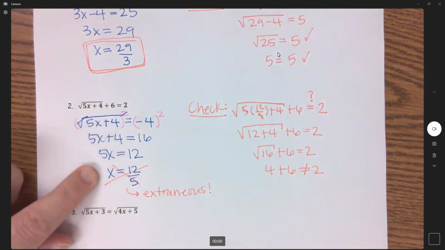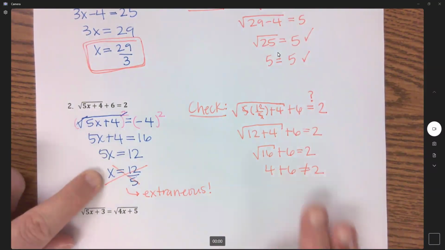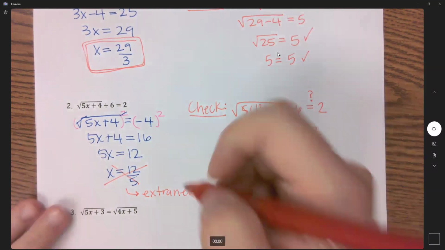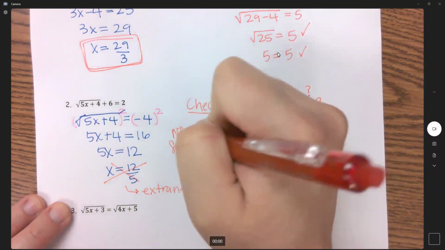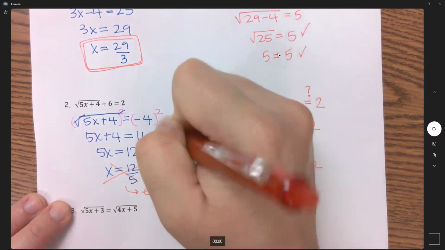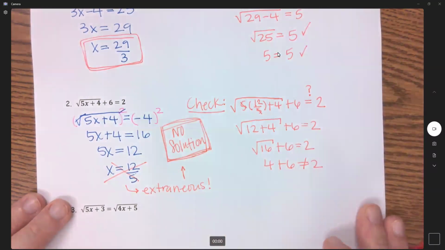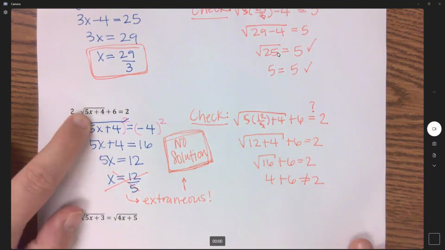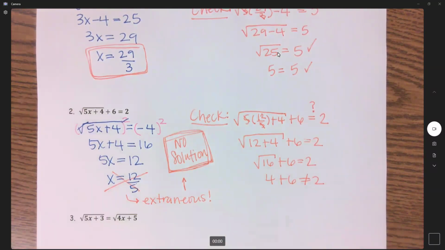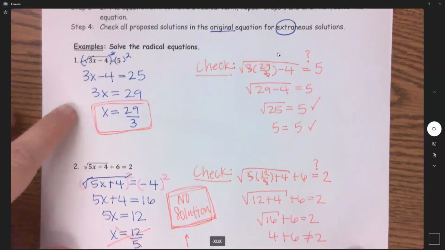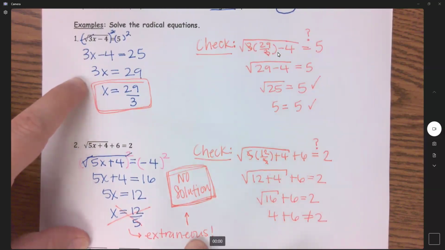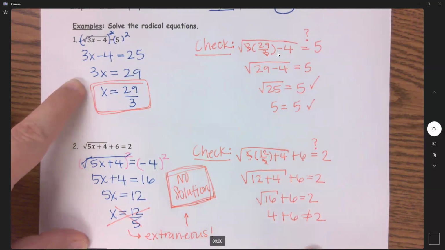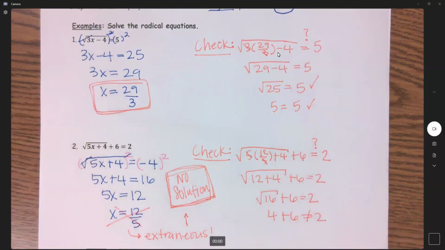And because this was my only possible solution, and we have determined it doesn't work when I substitute it back in, that means this one here has no solution. Okay, there is not a number I can plug in for x to make that equation true. Now, there is something very different between these two that I can use to know this is going to be extraneous before even really plugging it in and checking it.